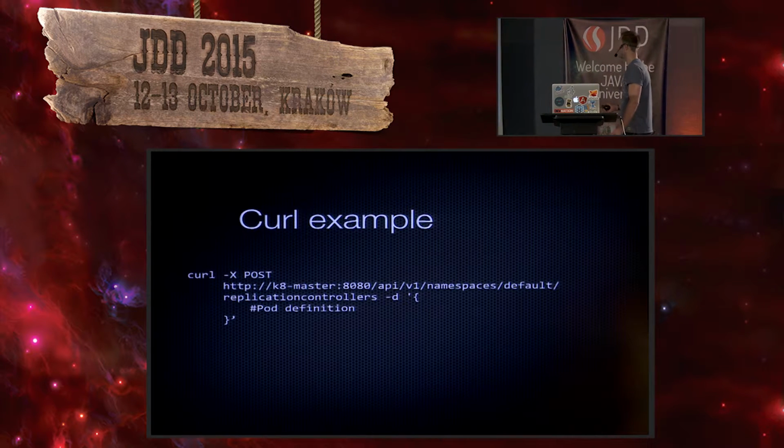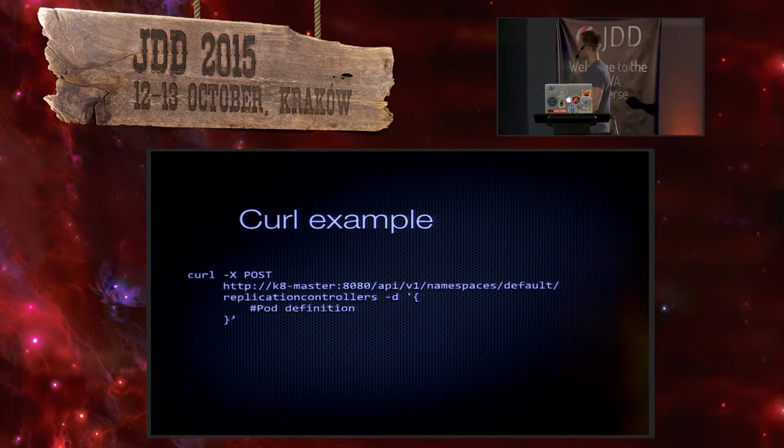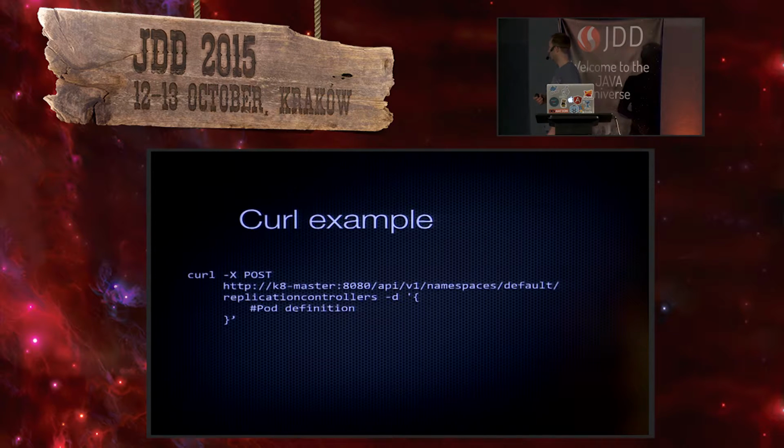That could be as simple as literally a POST to an endpoint address. And here we say we want to create a replication controller, and in the pod definition part, we will just paste the JSON that we previously had in the JSON file that we wrote for the command line tool. So this is better. At least I don't have to type everything myself every time. At least there's some automation.